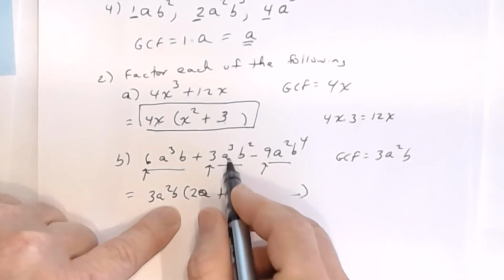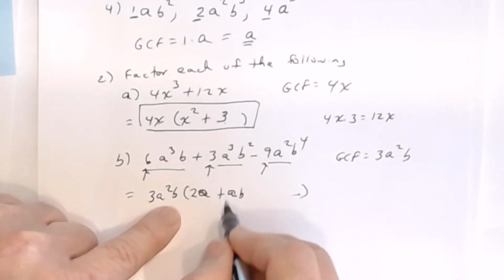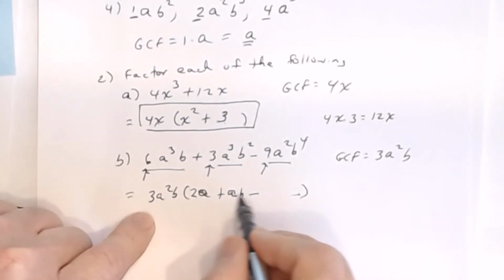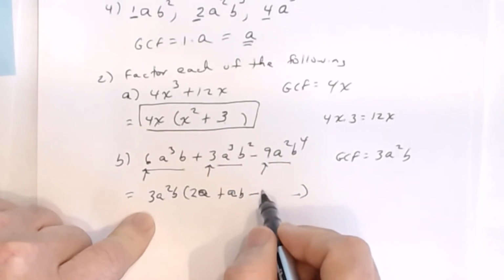B times b is b squared. So that's my second term, 2ab. Minus 3 times 3 is 9.